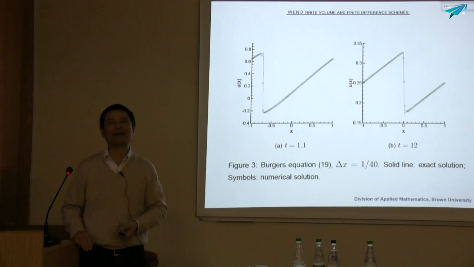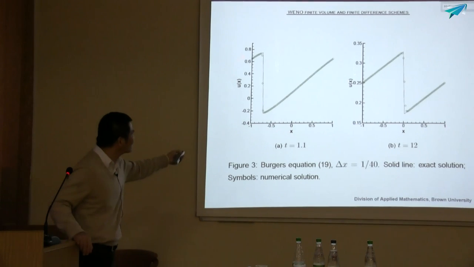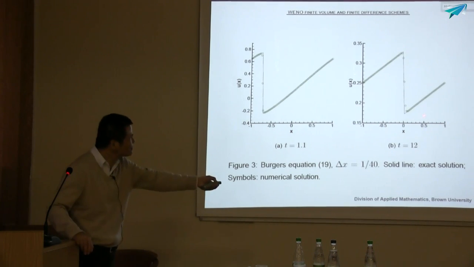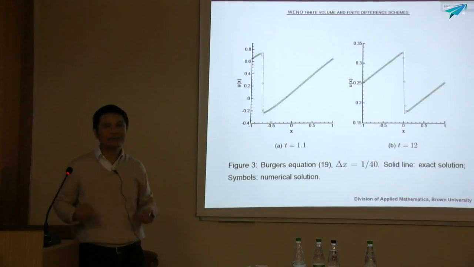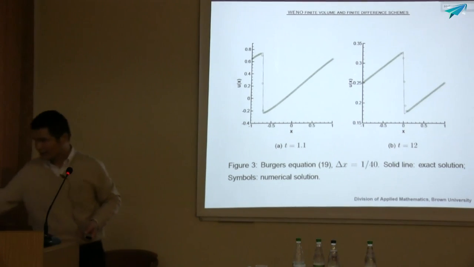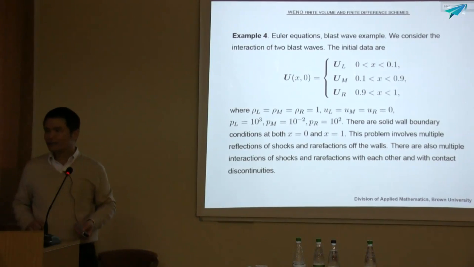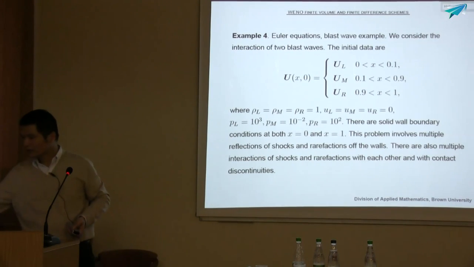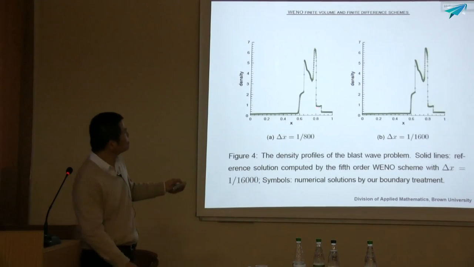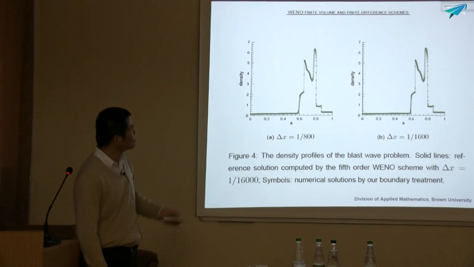We know it's kind of powerful. So it actually comes nicely inside and gives you good results. So the solid line is the exact solution. So it's no problem. This is a blast wave example. And you get the solution. The solid line is the reference. And this is 1 over 800.